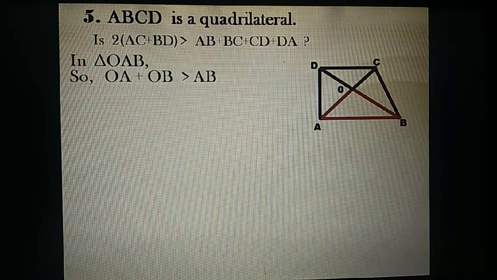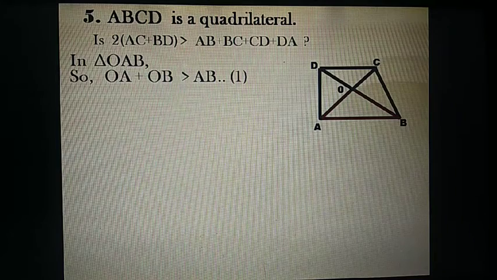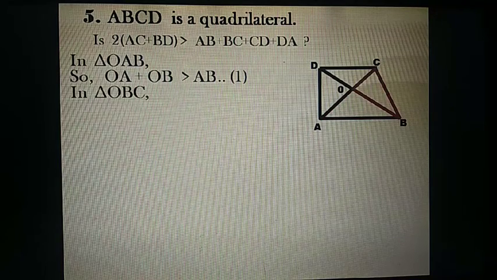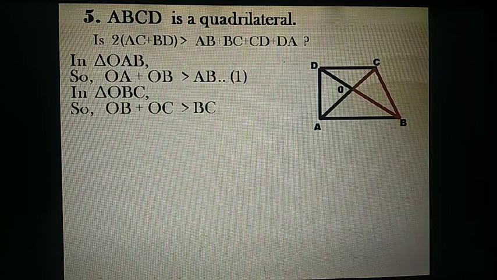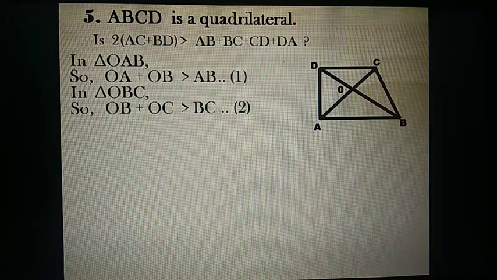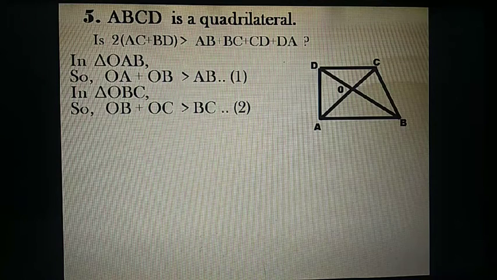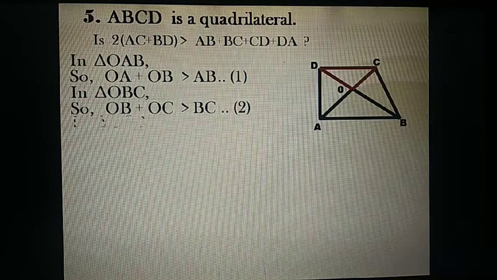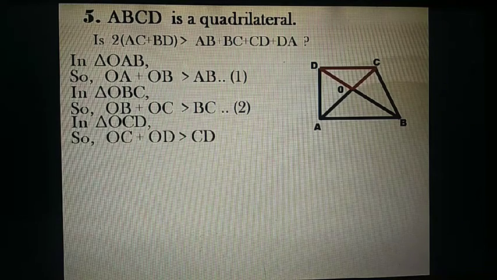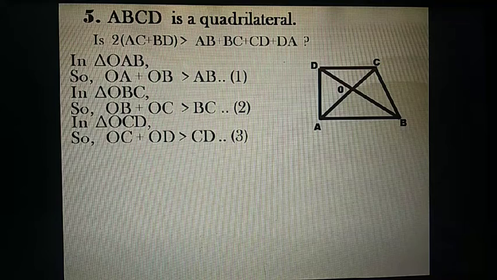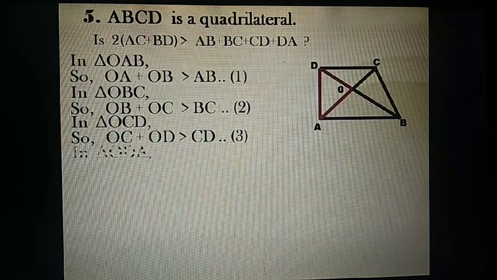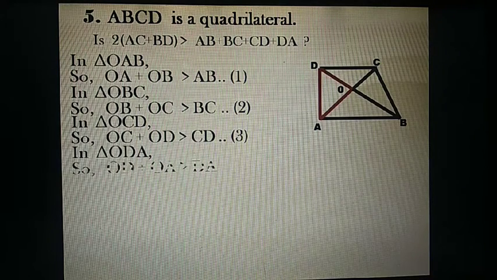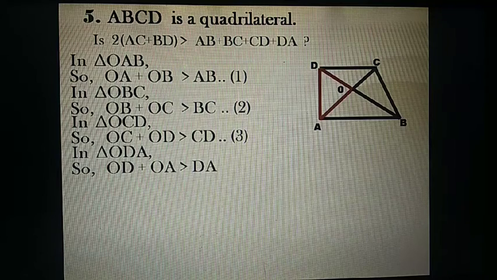Now I want BC. So the triangle will be OBC. Again I want BC on the right. So OB plus OC is greater than BC. Mark it as second. Now I want CD. So this triangle we will consider. Again CD on the right means OC plus OD is greater than CD. Next, considering the last triangle, yes, so we will have OD plus OA is greater than DA.